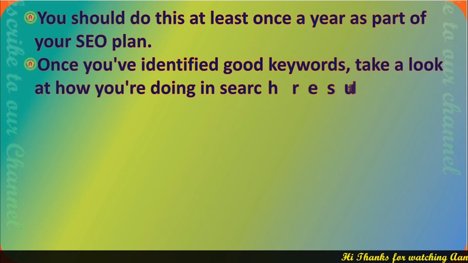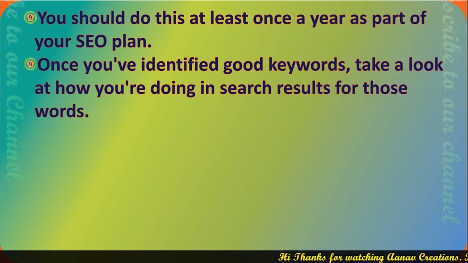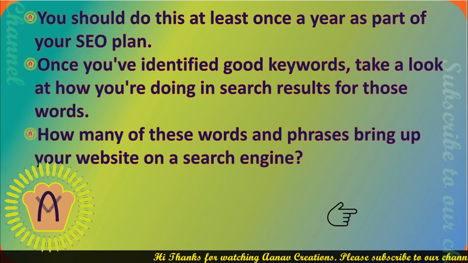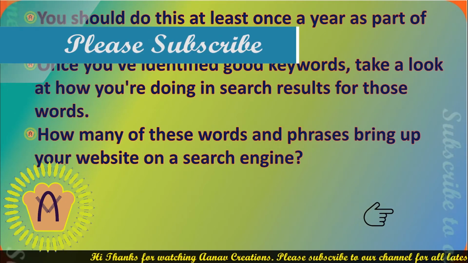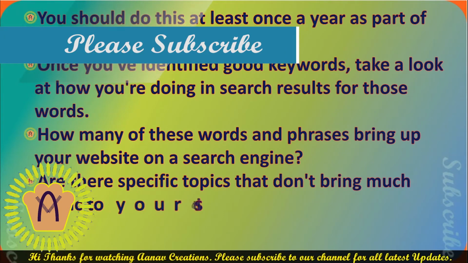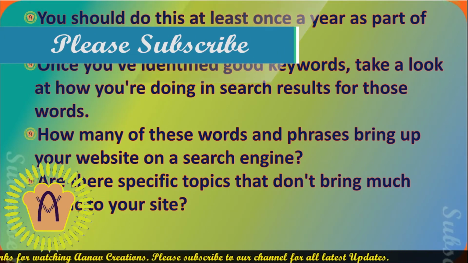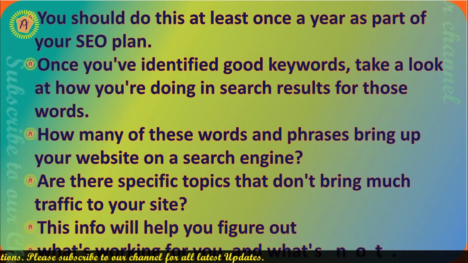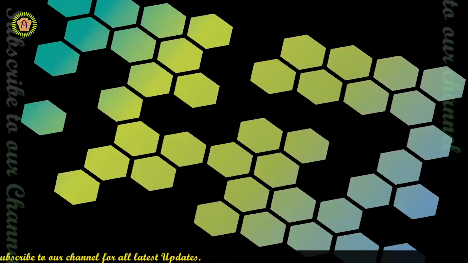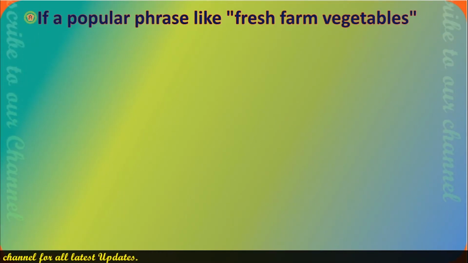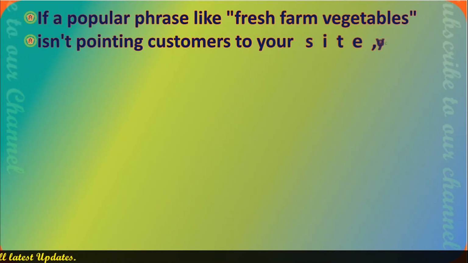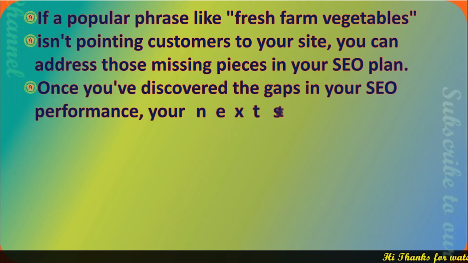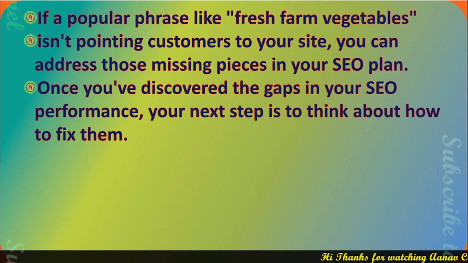Once you have identified good keywords, take a look at how you are doing in search results for those words. How many of these words and phrases bring up your website on a search engine? Are there specific topics that don't bring much traffic to your site? This info will help you to figure out what's working and what's not. If a popular phrase like fresh farm vegetables is not pointing customers to your site, you can address those missing pieces in your SEO plan.